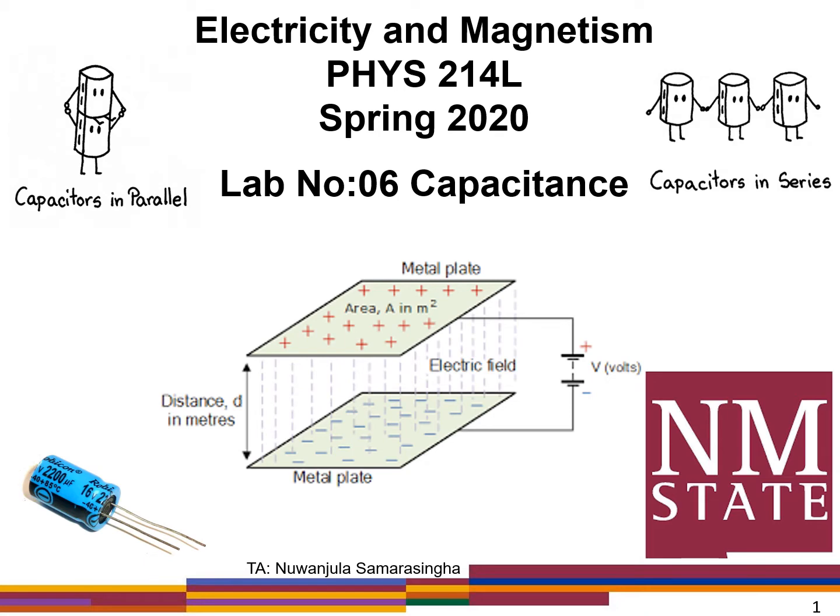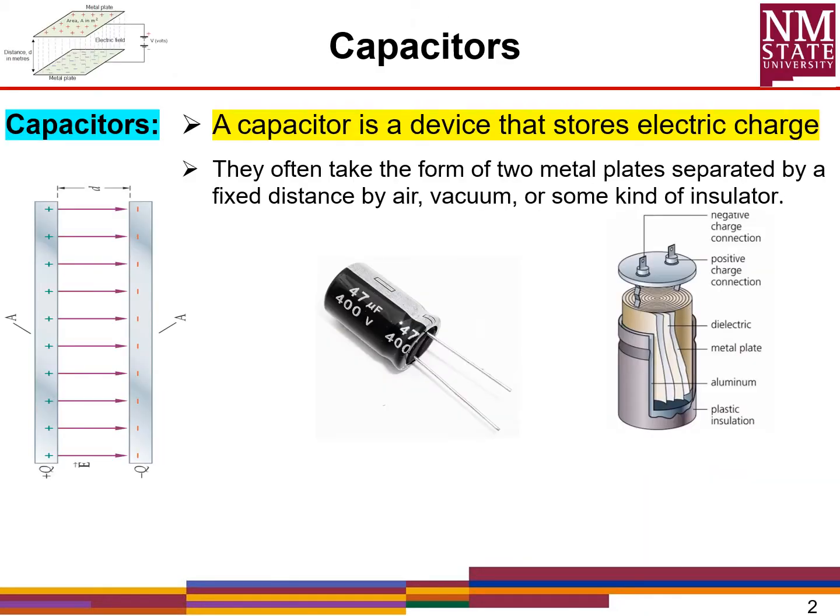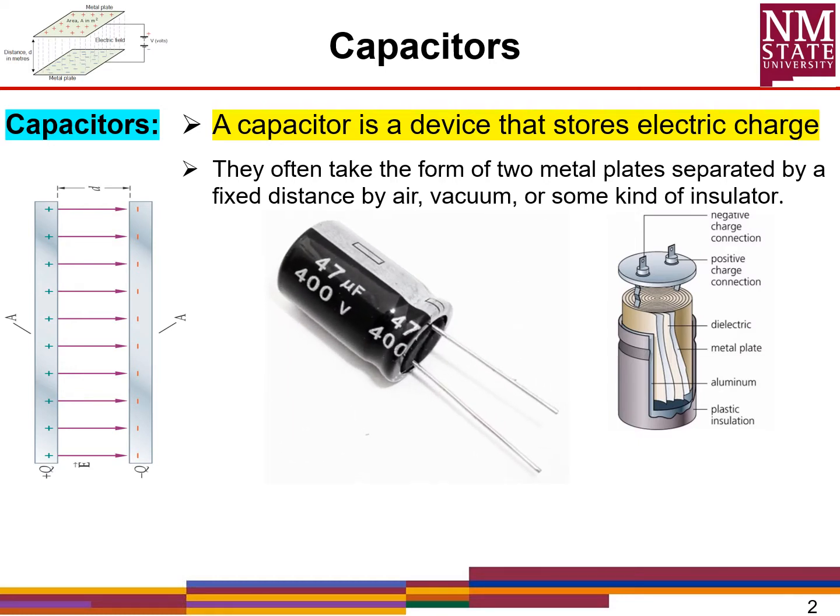Today's lab is capacitance. So before we talk about capacitance, let's talk about capacitors. Have you ever seen this one before? Here's the capacitor. So what is a capacitor? A capacitor is a device that stores electric charge. And what's inside a capacitor? Here you can see the inside of a capacitor. Mainly it has two plates separated by a fixed distance by air, vacuum or some kind of insulator.